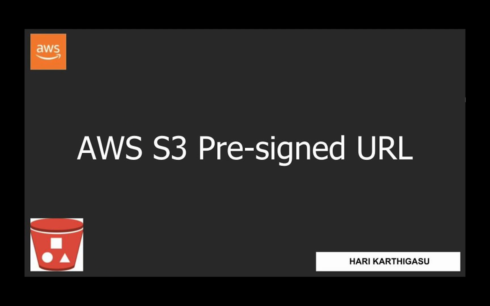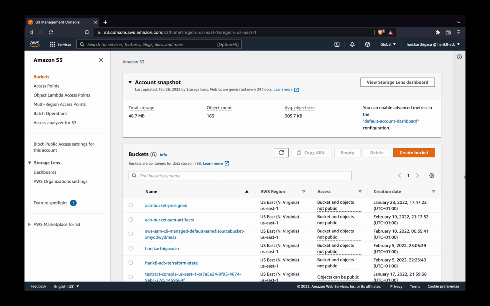Today I'm going to show you guys how we can generate a pre-signed URL for a private object in an S3 bucket. Let's get started. Let's navigate to the AWS S3 console. I have already created a private bucket called ACB bucket pre-sign. Here you can see both the bucket and objects are not public.